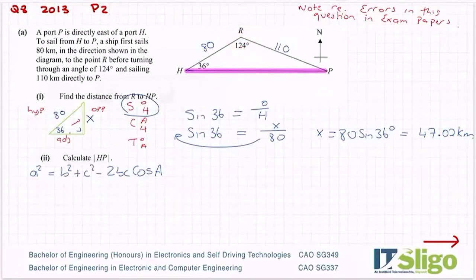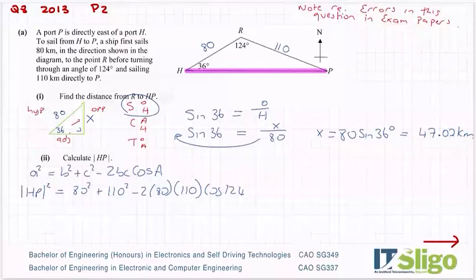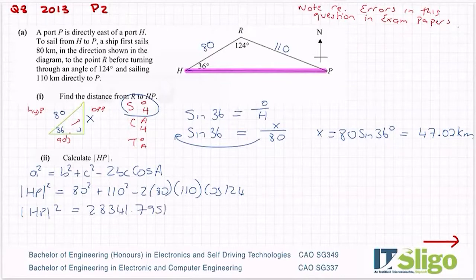So we have a squared, or the length of HP squared if you want, is equal to 80 squared plus 110 squared plus, no, sorry, minus 2 times 80 times 110 times cos 124. Okay, all into the calculator in one fell swoop on the right because it's all just numbers. Minus 2 bracket 80 bracket 110 bracket cos 124 degrees. So I'm getting HP squared is equal to 28341.7951. Let me square root that.